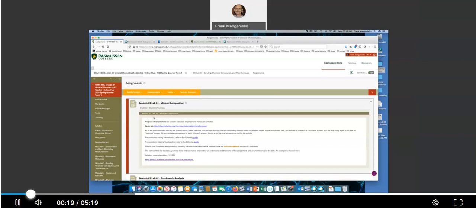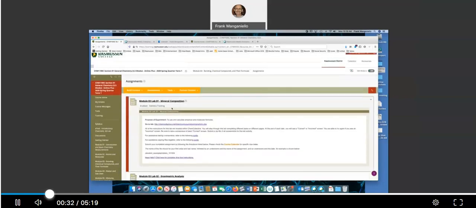I am going to take a few minutes today to talk about Module 3 and the first lab. So again, I've gone to Module 3. I open that up. I go to the assignments. And in the assignments, you can see that there are two labs this week. One is the mineral composition, and the other one is the gravimetric analysis. So let's spend a few minutes on the mineral composition.